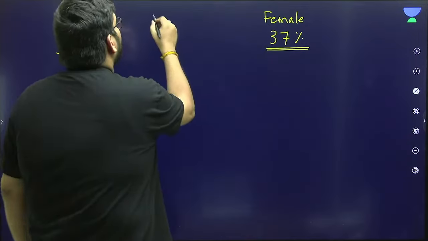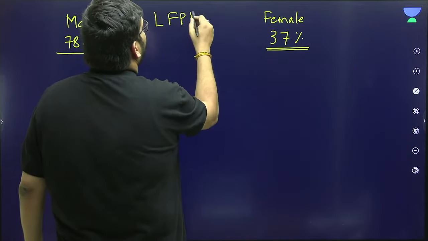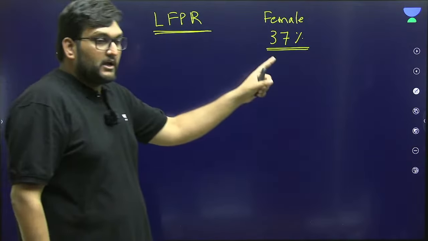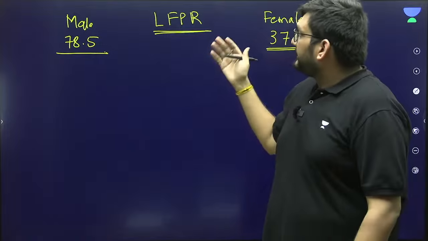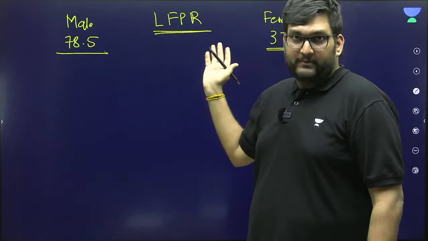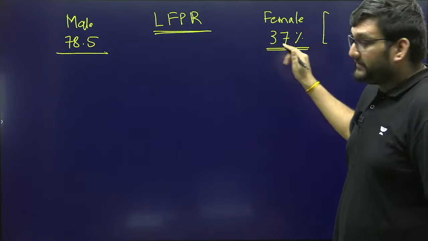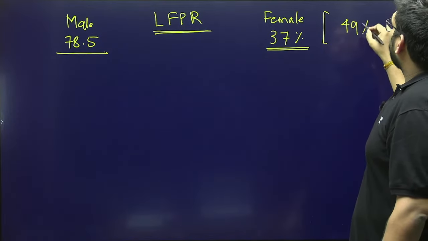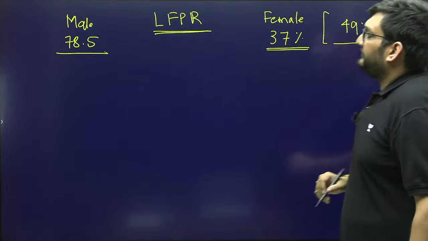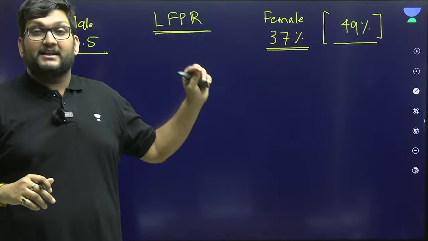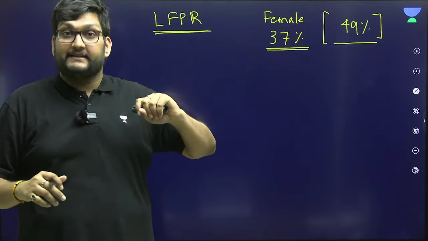This is the labor force participation rate. So you can see there's a major difference. Close to double the men are working than the females. Now, this ratio is much lower than the global average, which is 49% itself. So we are below that also, by 12%. Further, this is only after 2019.